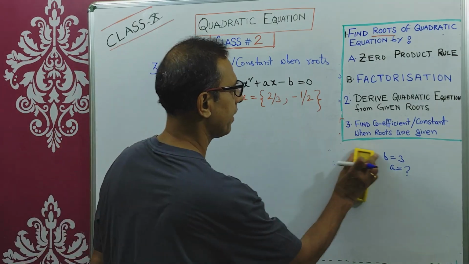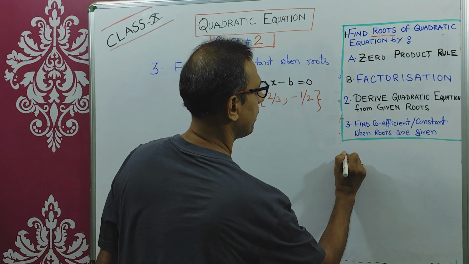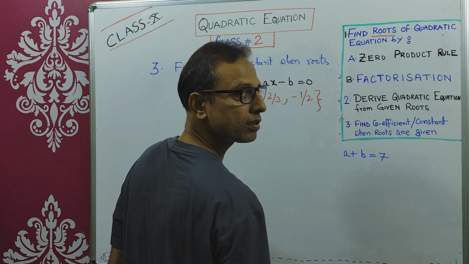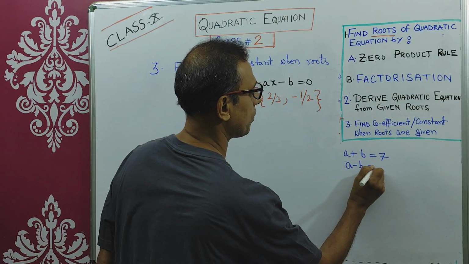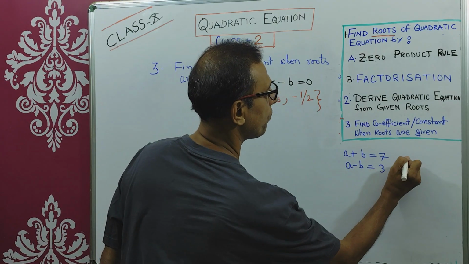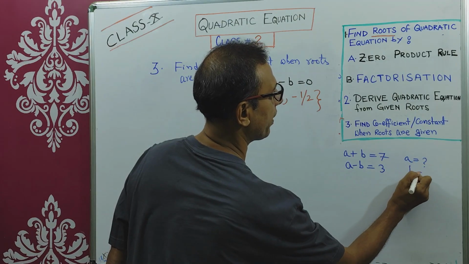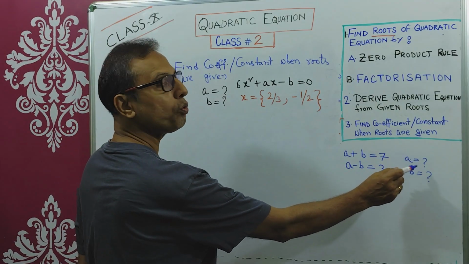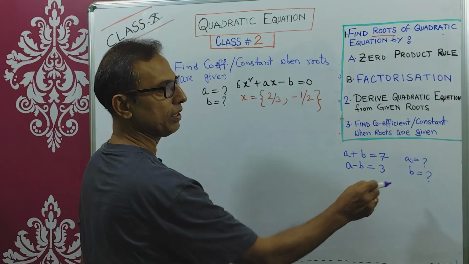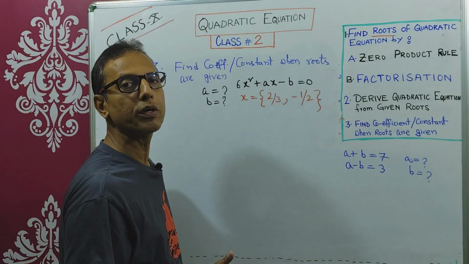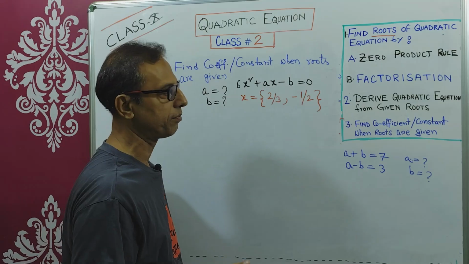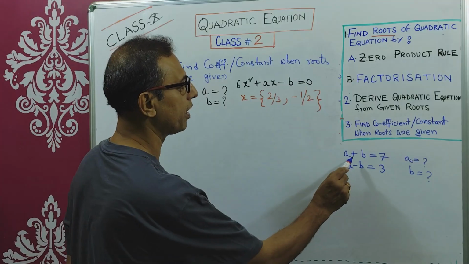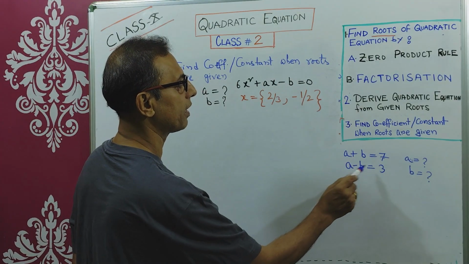Now, if I say a plus b equals 7, a minus b equals 3, find the value of a and the value of b. Here you need to find two unknowns, a and b. That means you need to have definitely two equations to find the values of a and b. The number of unknowns equals the number of equations. You need to remember this. So here two equations are given.